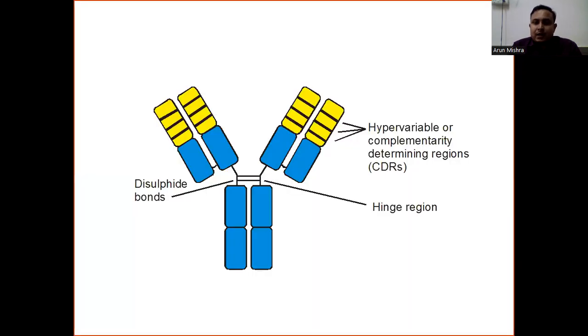We can see here the hypervariable or complementarity determining regions, or CDRs, along with the disulfide linkage between the heavy and the light chain and the hinge region.